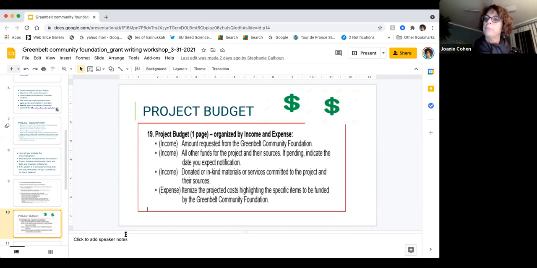And if you have a bunch of applications out that you haven't heard back from, if something's pending, we just want to know if you're looking for other monies. And so you just note that. Also, any donated or in-kind services that you're going to get. Let's say all the guitar teachers volunteered their time on a Thursday night and they don't want to get paid. You should note that in your project budget, that's in-kind, meaning they're donating their time. And then, kind of related to what Brittany had asked, you just itemize the expenses you've had against the amount you got from the Greenbelt Community Foundation. And we ask you to itemize and keep track of it.